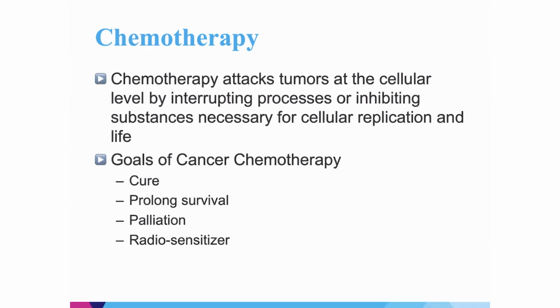Chemotherapy works by attacking tumors at a cellular level and interrupting processes that are involved in the rapid growth of cancer and tumors. And we give chemotherapy for a number of different reasons. Often we're giving it to cure patients of their cancer, prolong survival, help with symptoms, and often we're giving it to augment the effects of radiation that we're giving concurrently.